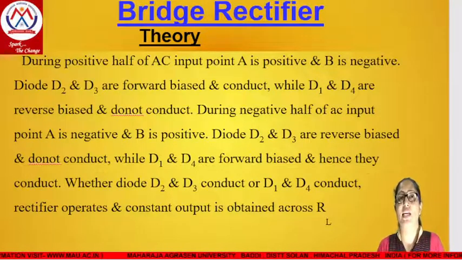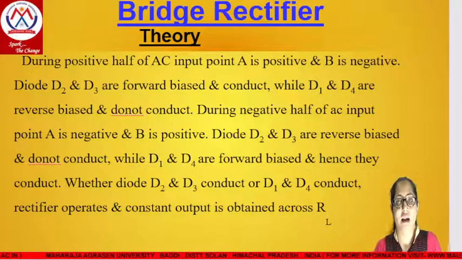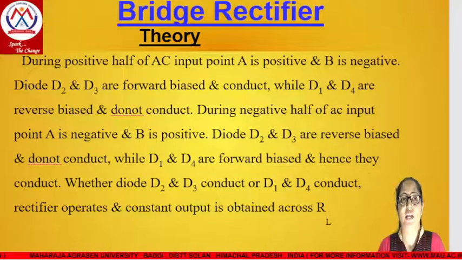So diodes D2 and D3 are forward biased and they conduct, while D1 and D4 diodes are reverse biased, so they do not conduct. During the negative half cycle of AC, the input point A is negative and B is positive. So diodes D2 and D3 get reverse biased and do not conduct, while D1 and D4 diodes are forward biased and hence they conduct.